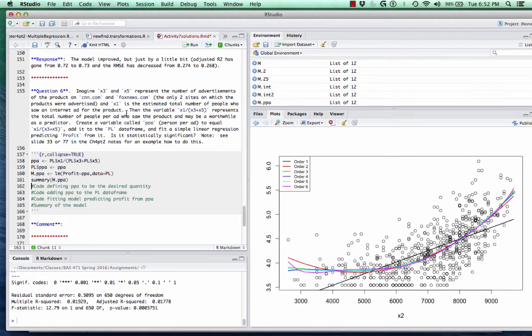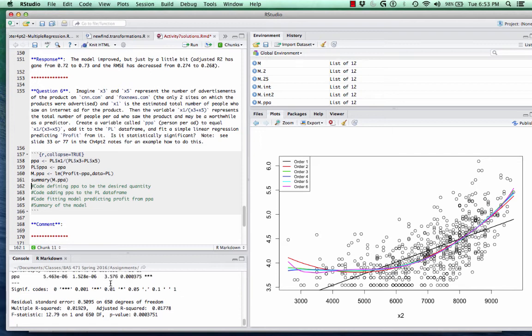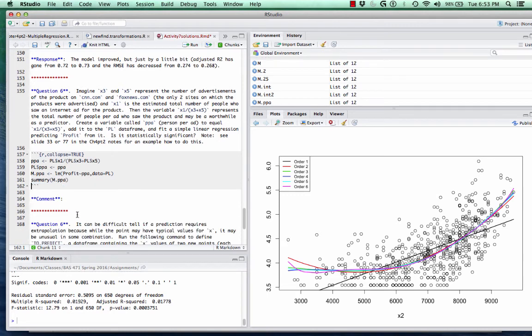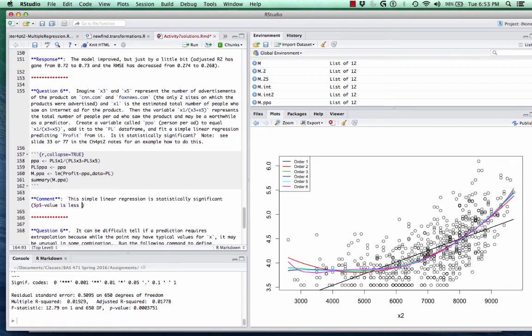All right. So, is the regression statistically significant? Yep, sure thing. It looks like the p-value of the regression model is less than 5%. So this simple linear regression is statistically significant. The p-value is less than 5% here.